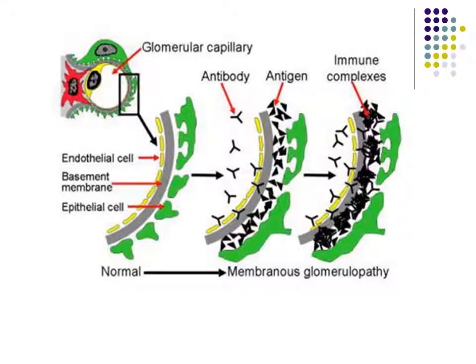Here you can see a pictorial presentation in which the antigen is in the glomerular basement membrane, and antibodies attack it, and the antigen antibody immune complexes are deposited on the subepithelial surface of the glomerular basement membrane. These are the granular deposits which you can see here, leading to membranous glomerulopathy.